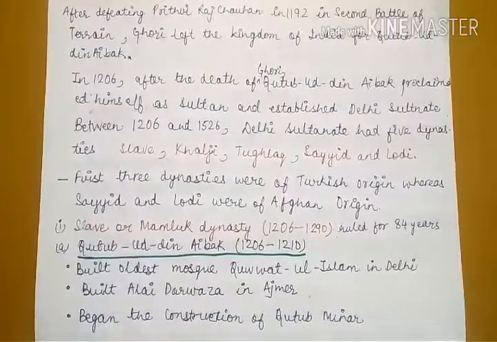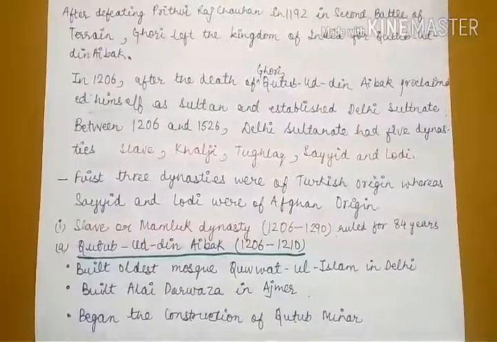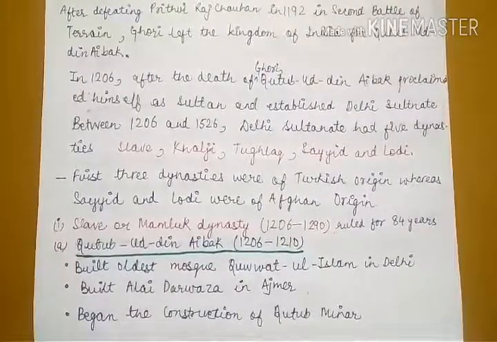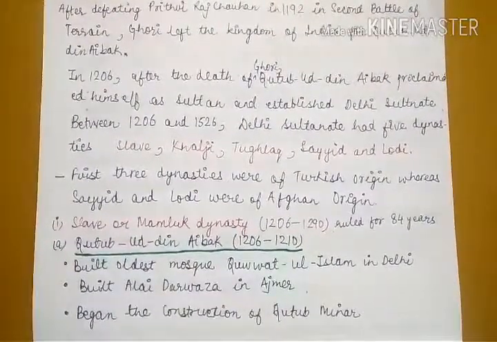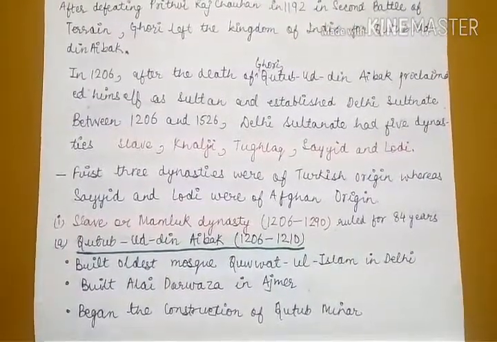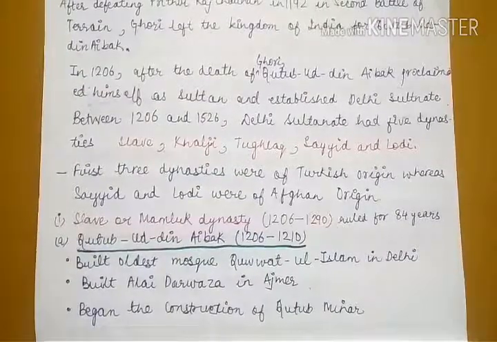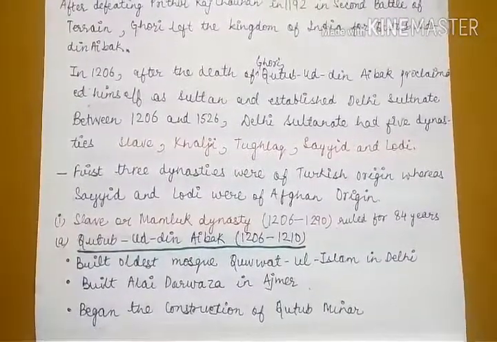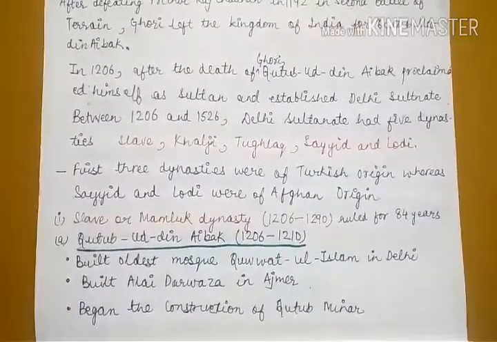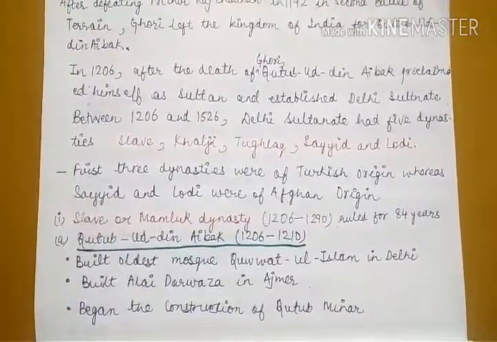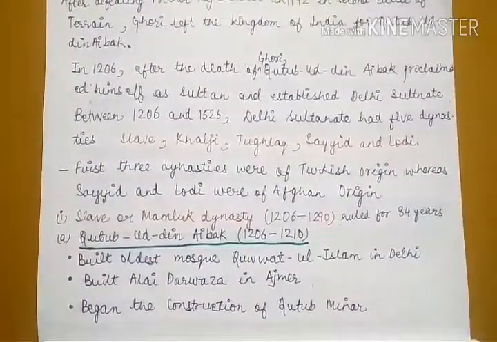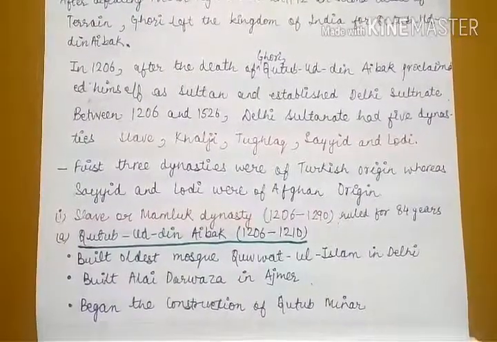Between this period, the Delhi Sultanate saw five dynasties: Slave, Khalji, Tughlaq, Sayyid and Lodi. Out of these, the first three dynasties, Slave, Khalji and Tughlaq, were of Turkish origin, whereas Sayyid and Lodi were of Afghan origin. The first dynasty that ruled the Delhi Sultanate was the Slave dynasty or Mamluk dynasty. This ruled for 84 years, from 1206 to 1290. In these 84 years, I'll discuss the prominent rulers of this dynasty.